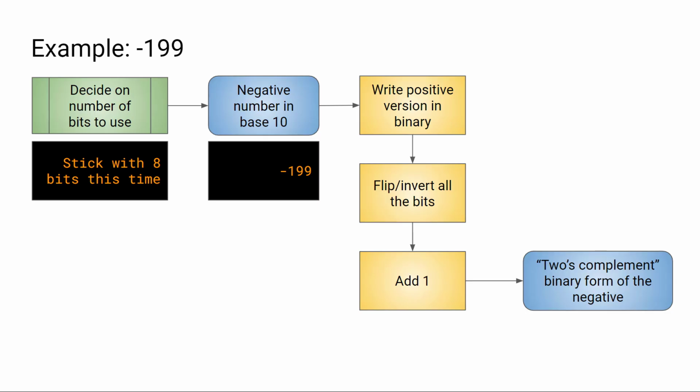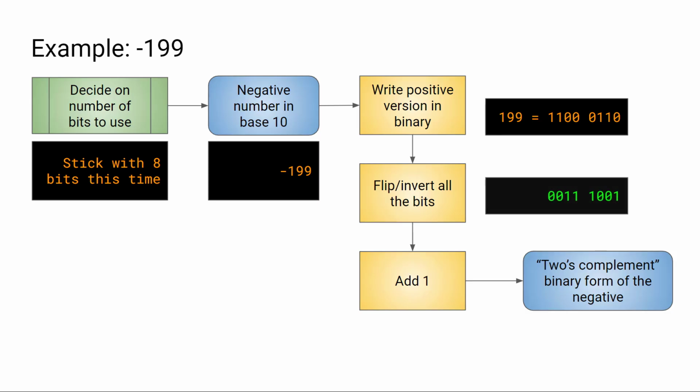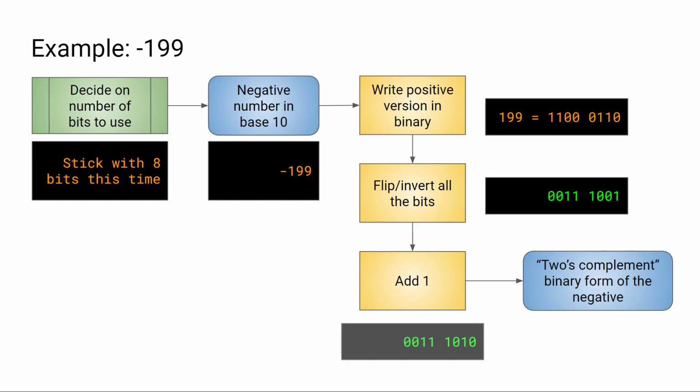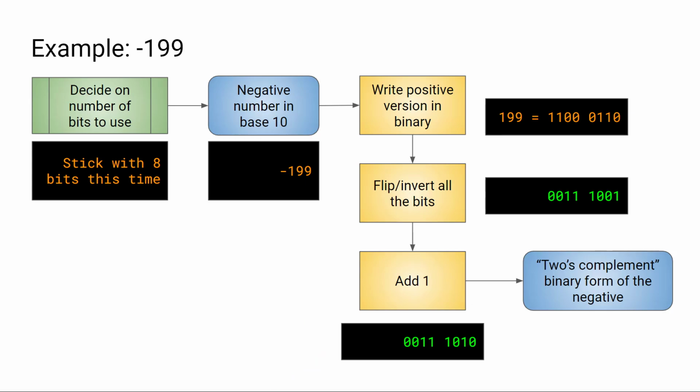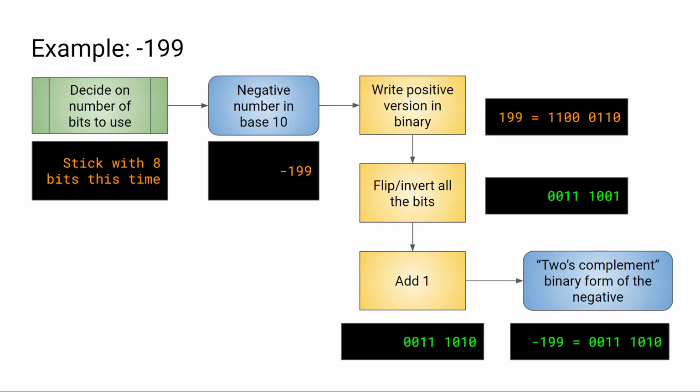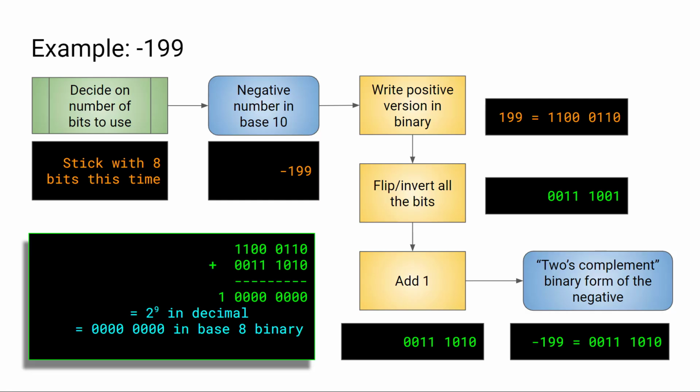So to get negative 199, we first take 199 and flip its bits to get 00111001. Then add 1 onto this to get 00111010. You may want to go off to the side and do the addition separately since there's some carrying involved. This gives us negative 199 in 2's complement form. You can check this if you want by adding these two binary strings together, and you'll see that, again, you get 2 to the 9th power, which in an 8-bit system is just 0, which is what you're supposed to get.